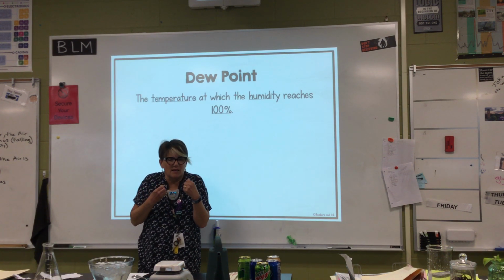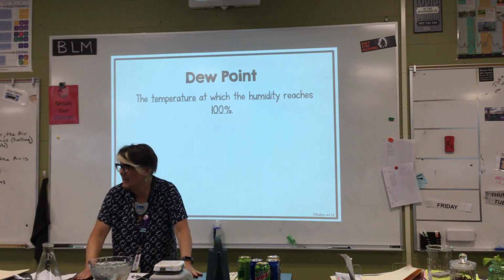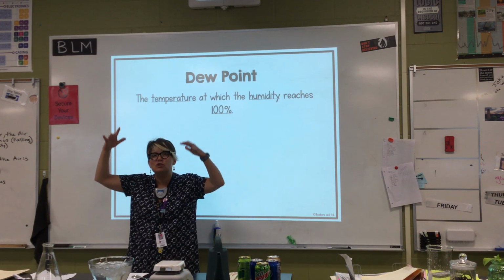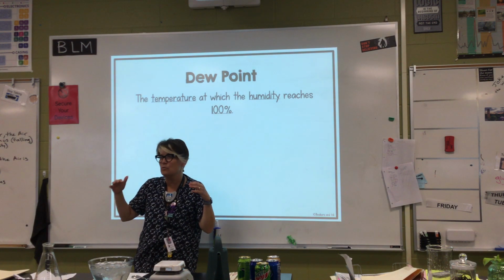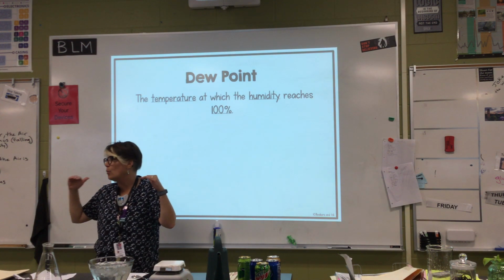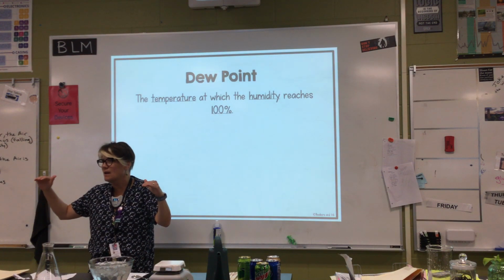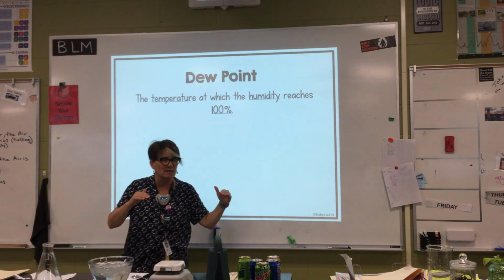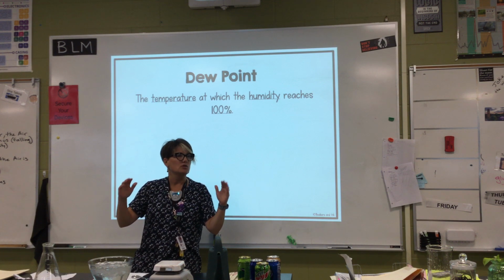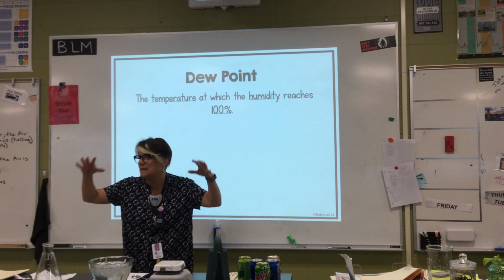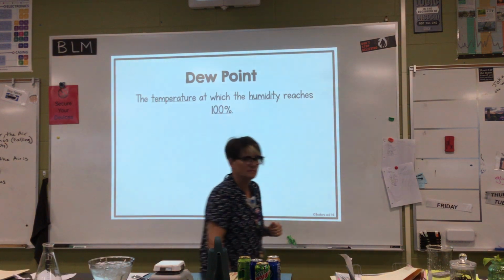If I dropped the temperature in this room down to the dew point, you would start to feel moist. Your desks would start to kind of get wet. Water would start dripping off of the ceiling, right? We would have to get it down to the point at which dew forms. That's the dew point. That's the temperature that we bring this air down to so that water starts condensing out and sticking to things. That's dew point.